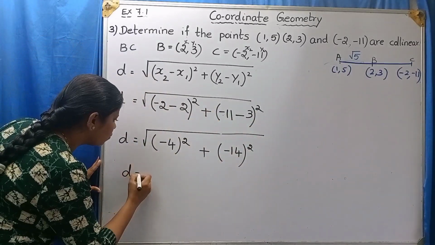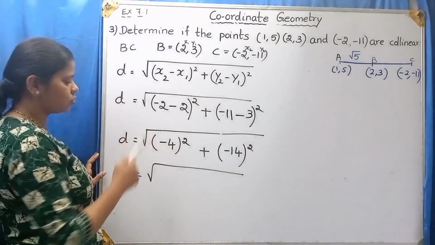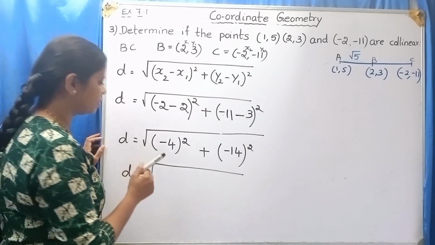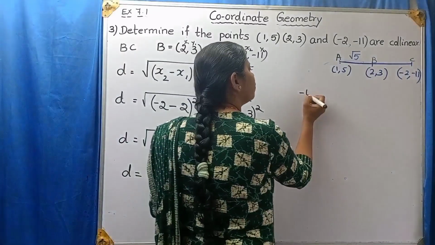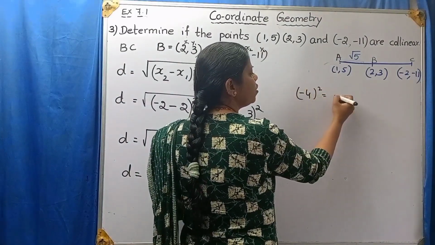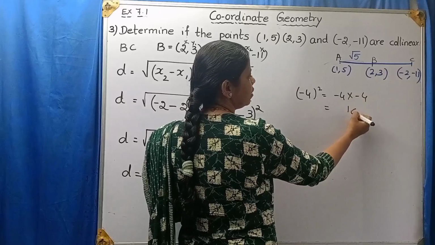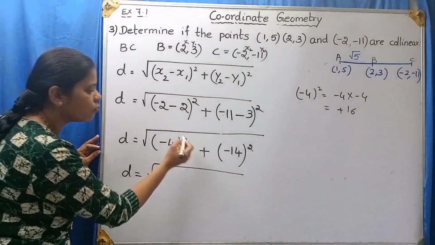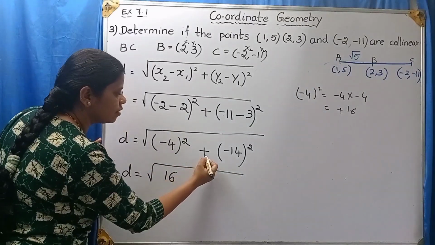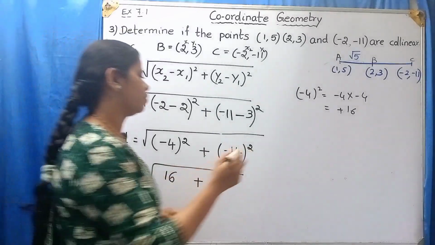That is D is equal to square root of minus 4 the whole square plus 16. Minus 4 the whole square means minus 4 is present 2 times, right? That is 4 4s are 16. Minus into minus is plus 16. Therefore minus 4 the whole square is 16 plus minus 14 the whole square.